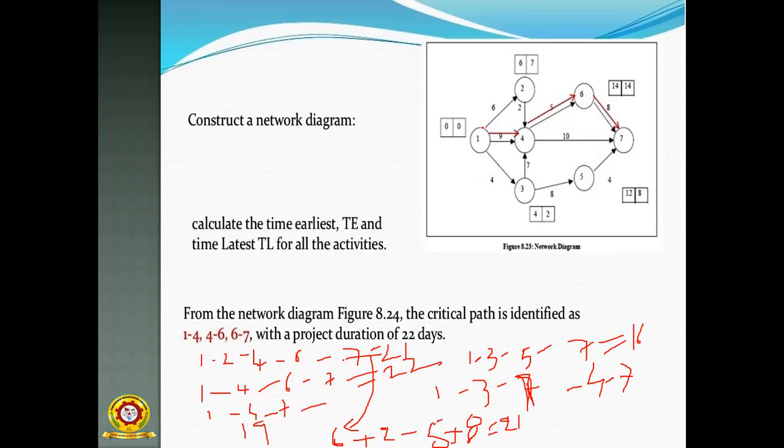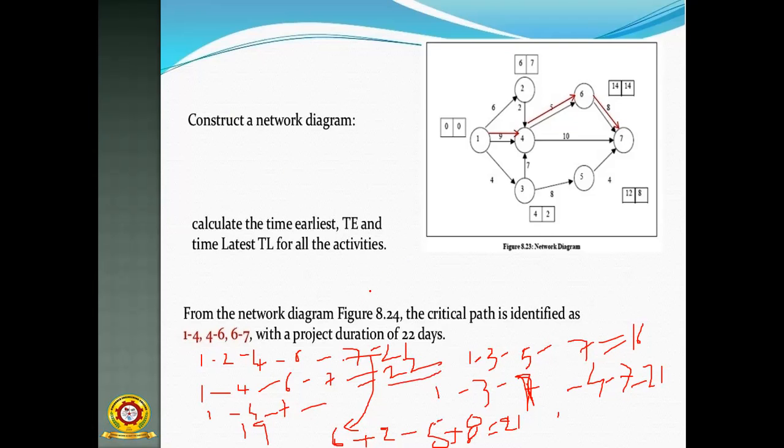Okay, so 1 to 3, what is the value of 1 to 3? 4, and 3 to 4 value is 7. 7 plus 4, 11. 11 plus 10, 21. Again the value is 21. So from all these routes, what is the highest value? 22 is the highest value.